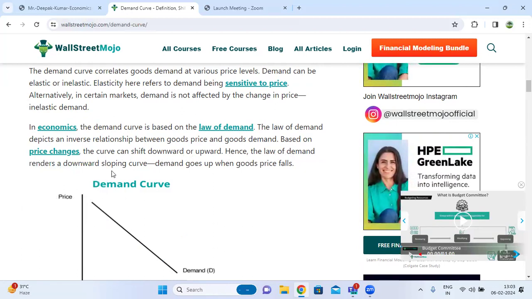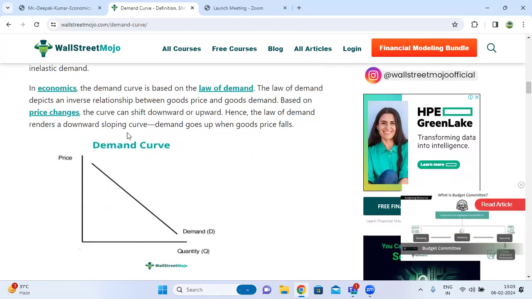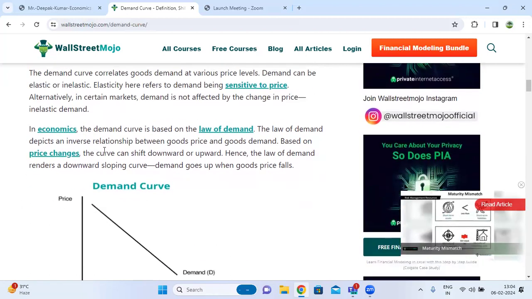Hence, the law of demand renders a downward sloping curve, and demand goes up when the price of goods falls. With a downward sloping curve, demand goes high when the price falls. This is the demand curve.